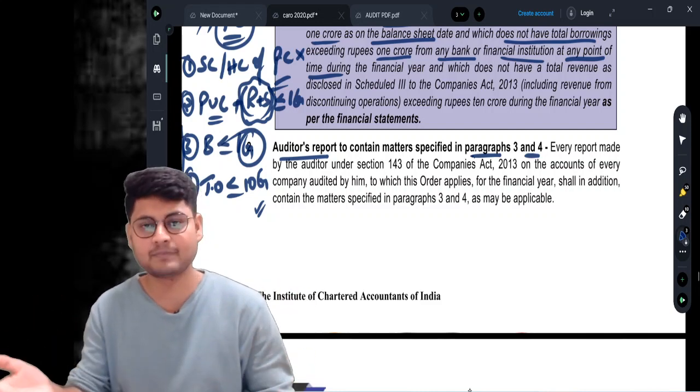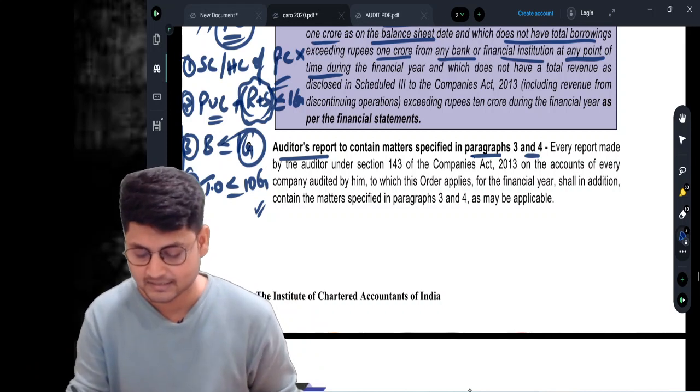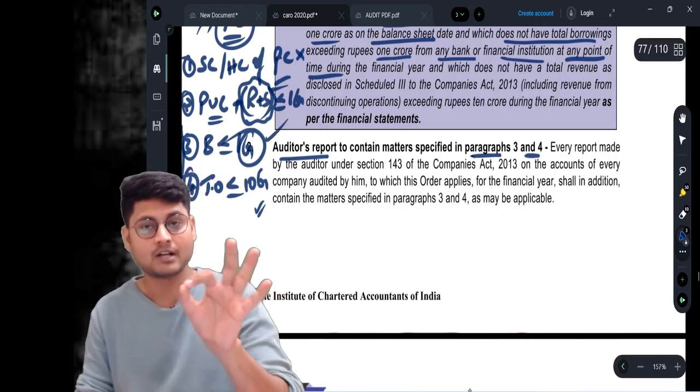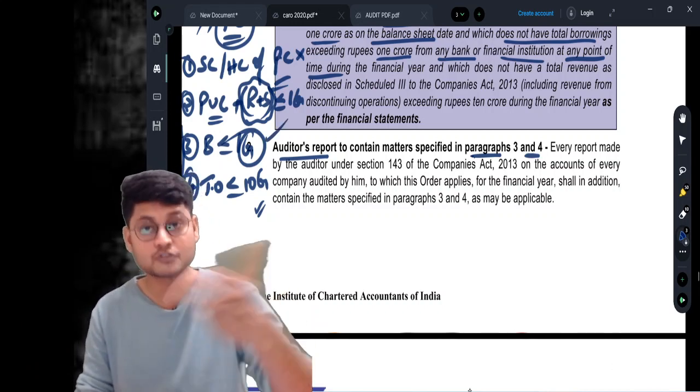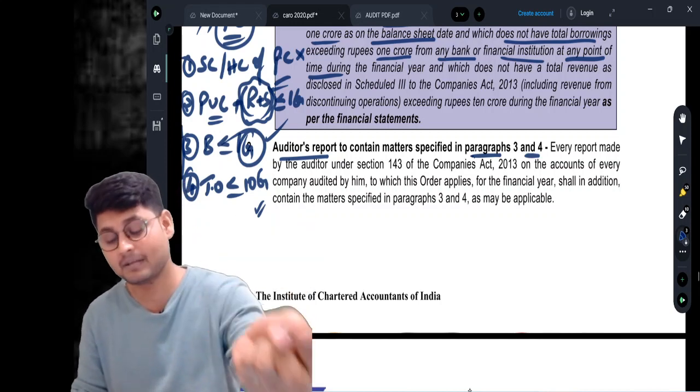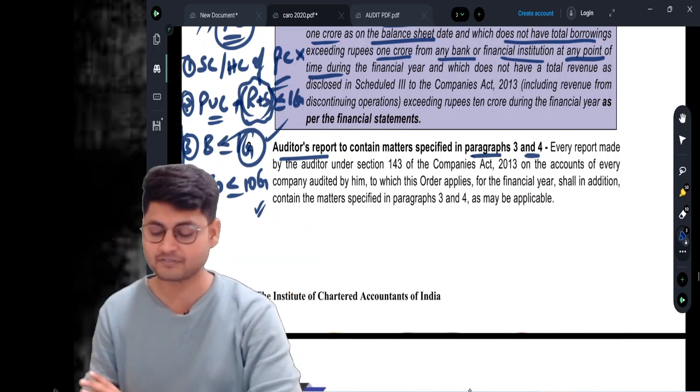It is just a time pass paragraph in fact. See, paragraph number 2 talks about the auditor's report shall include those matters which are there in paragraph number 3 and paragraph number 4. What is there in paragraph number 3 and 4?